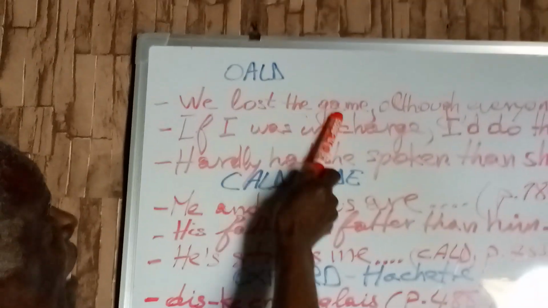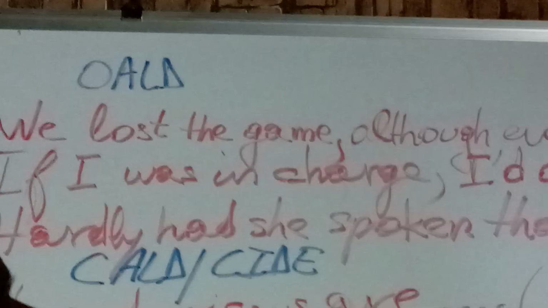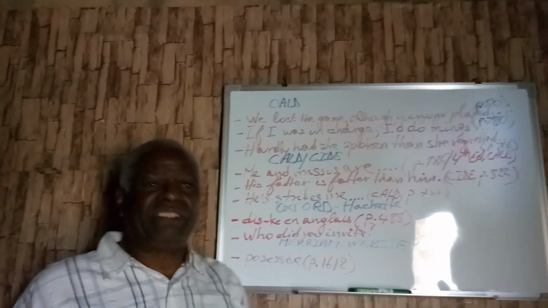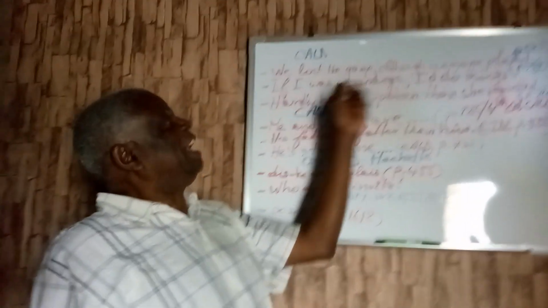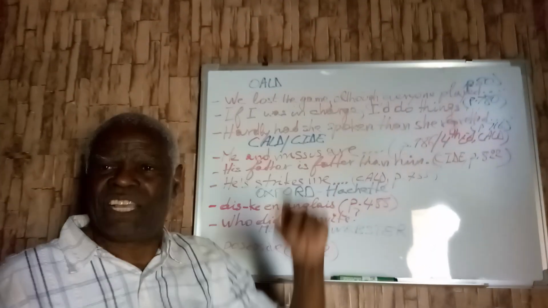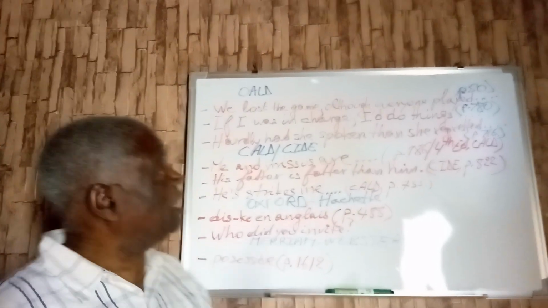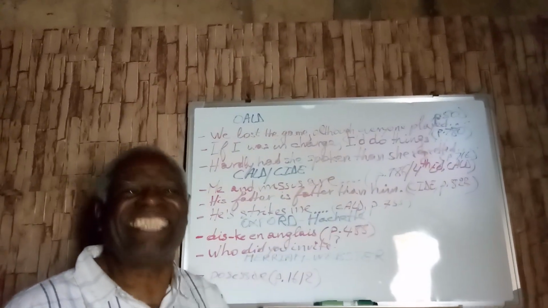We lost the game, although everyone played well. It's found on page 80 of this Oxford Advanced Learners Dictionary. That's ungrammatical. Why? Because grammar tells us that when you start your sentence with a main clause and you end it with a subordinate clause of contrast, there is no need to put a comma between the two clauses. The point is a punctuation mistake. It must be corrected, otherwise it will mislead the learners.